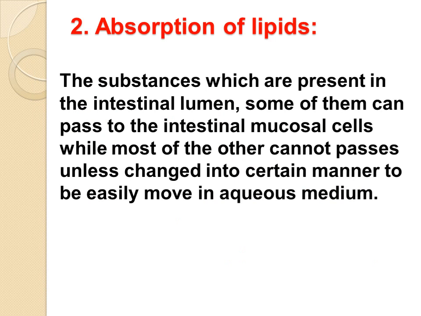Now absorption of lipids. بعد ما صار عندنا الدايجستشن نجي على الخطوة الثانية اللي هي الابزوربشن. The substances which are present in the intestinal lumen, some of them can pass to the intestinal mucosal cell, while most of them cannot pass unless changed to certain manner to be easily moved in aqueous media. إذا بعد ما صار عندنا الدايجستشن قسم من الكونتنتس اللي موجودة بالانتستينال اليومن يصير بها direct absorption، وقسم تحتاج إلى another changes حتى تقدر تدخل إلى الأكيوس media.